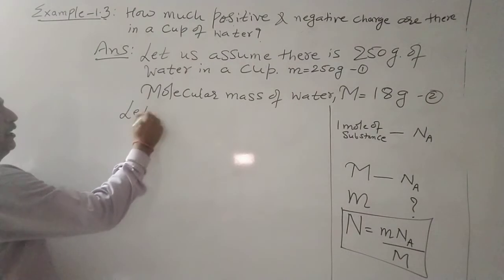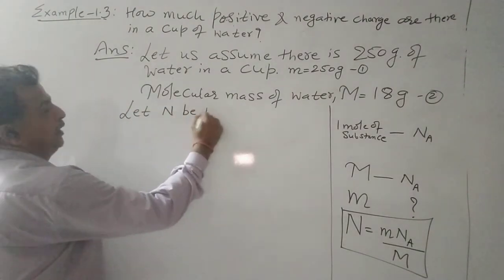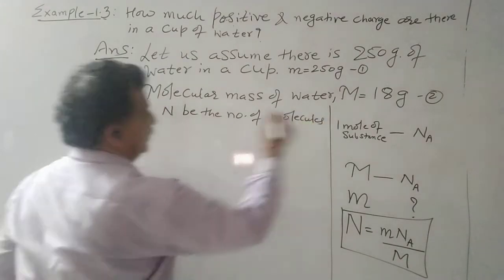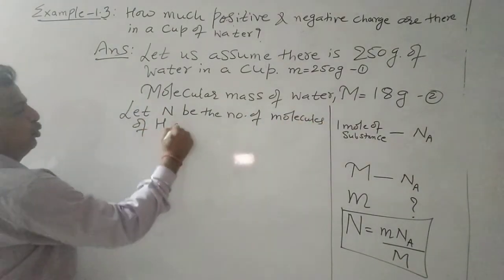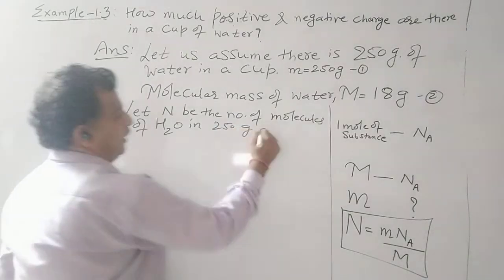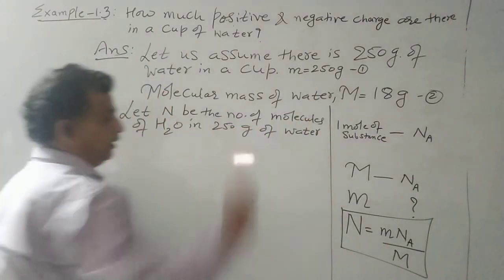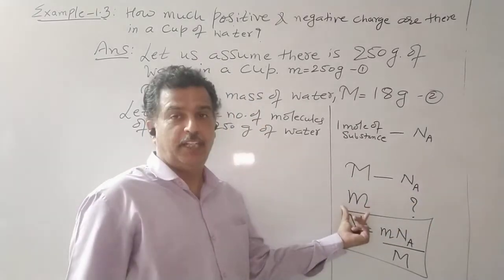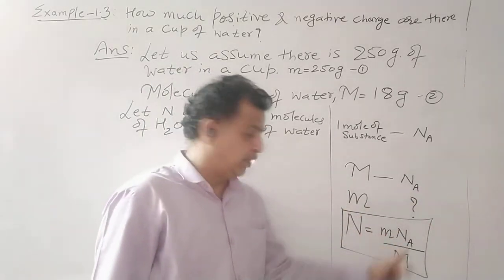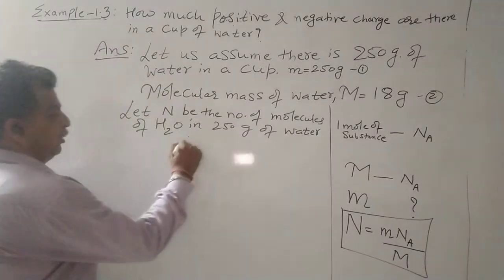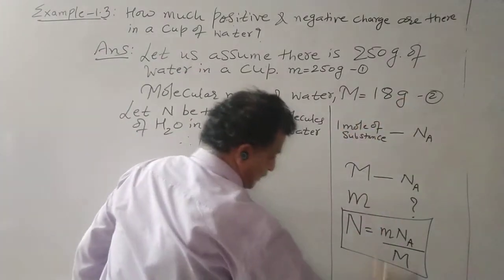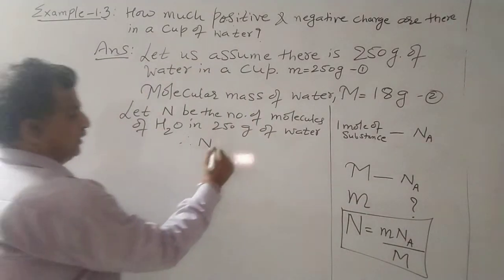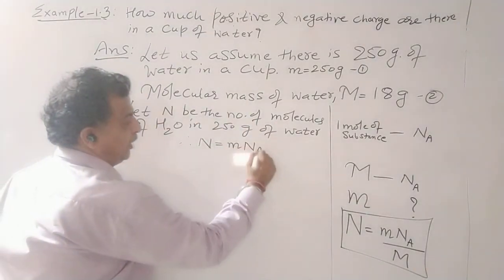So we write, let capital N be the number of molecules of H2O in 250 gram of water. For the molecular mass capital M, the number is Na. For our 250 gram, the number N comes out to be m Na upon capital M. So this side is for explanation, this is how we have to write the theory. So N is equal to m Na upon capital M.